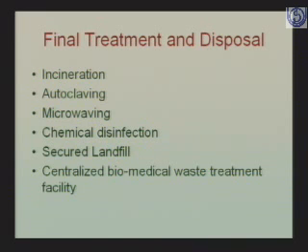Incineration, though, is on top, but should be the least preferred method of disposal because of the dangers involved. I am not going to cover that. Autoclaving is environment friendly. Microwaving is environment friendly. Chemical disinfection, secured landfill, and deep burial. That's very, very important. And centralized biomedical waste treatment facility, CTF, as I mentioned to you.